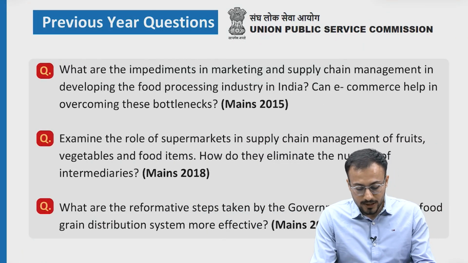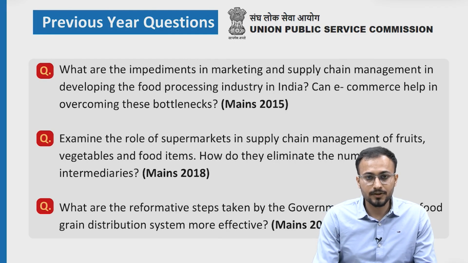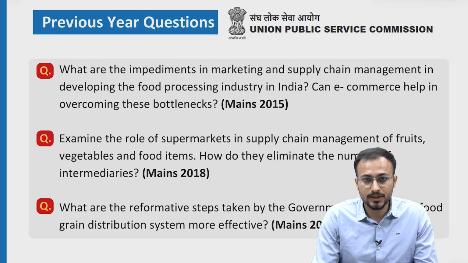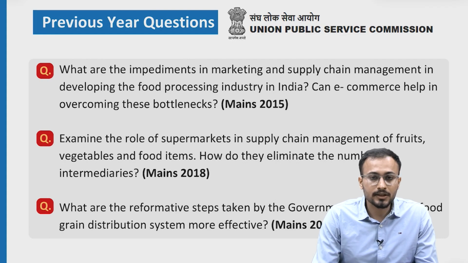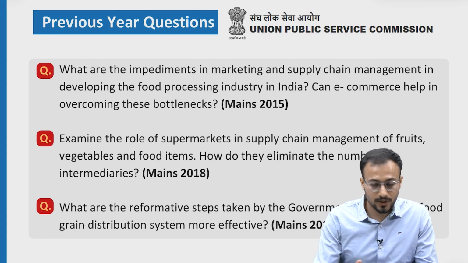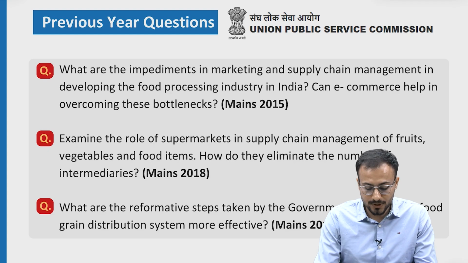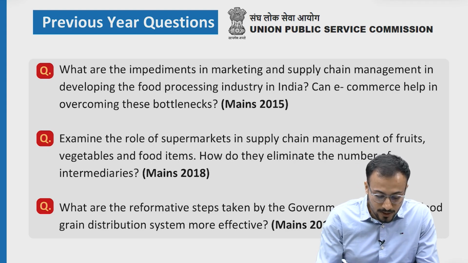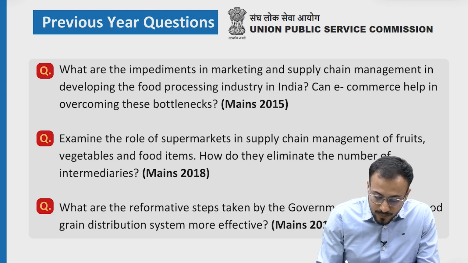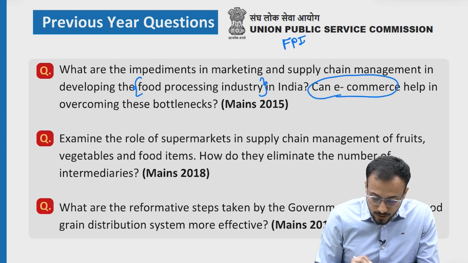Here we have mentioned 3 previous year questions which are related to food, and we see that this is an important theme. Other themes related to food are, for example, the article mentions food wastage, but the PYQs mention: what are the impediments in marketing and supply chain management in developing a food processing industry, the FPI? Can e-commerce help in overcoming this bottleneck?